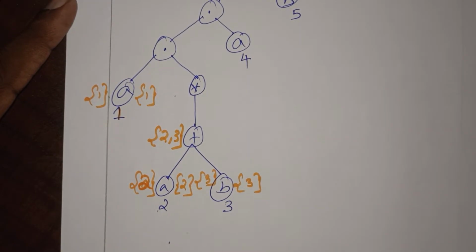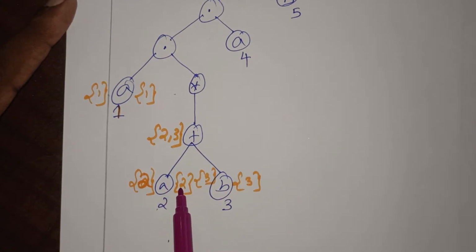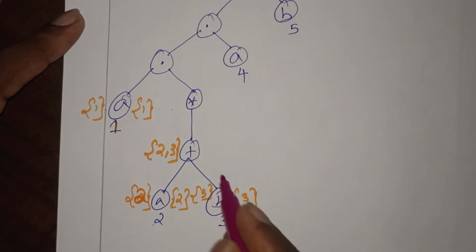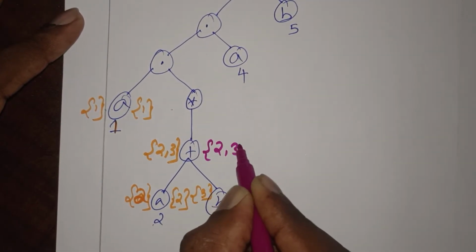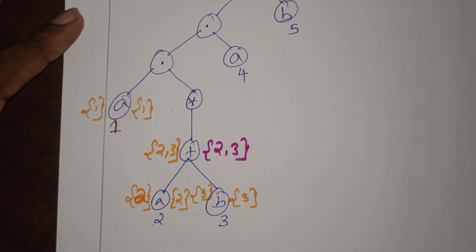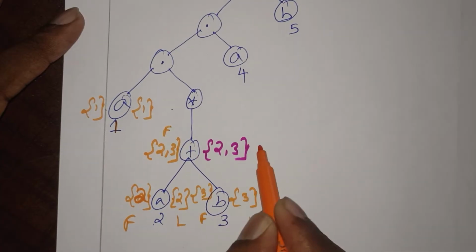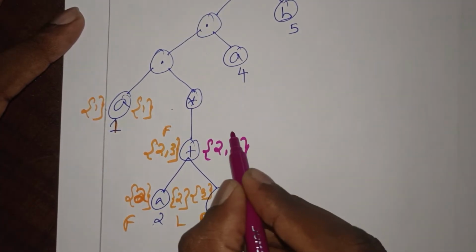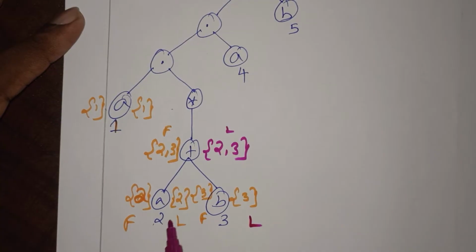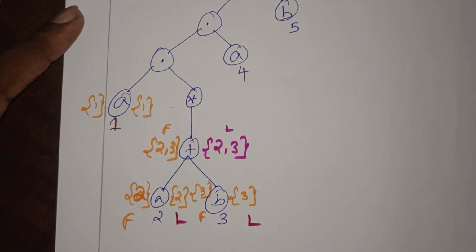Got it? So what is the last position of this particular plus? Again, you know that it is the last position of A union the last position of B. What is the last position of A? That is 2. And what is the last position of B? That is also 2. So here you have 2 comma 3 as the last position. I will represent here the first position, and here the last position. Now I hope you understood how exactly it happens.